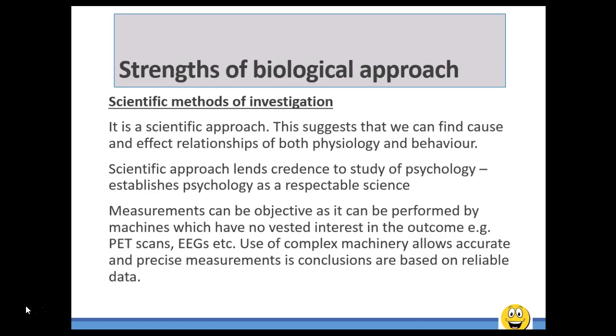It also uses a lot of very objective scientific methods that study behaviour. For example, cognitive neuroscience uses PET scans, EEGs, MRIs, and the use of all this complex machinery allows accurate and precise measurements, and its conclusions are therefore based on reliable data.